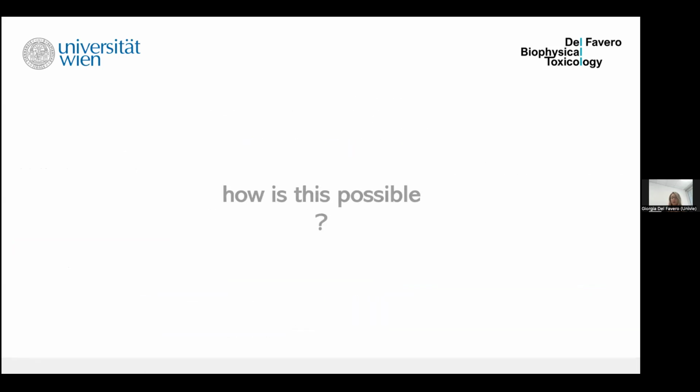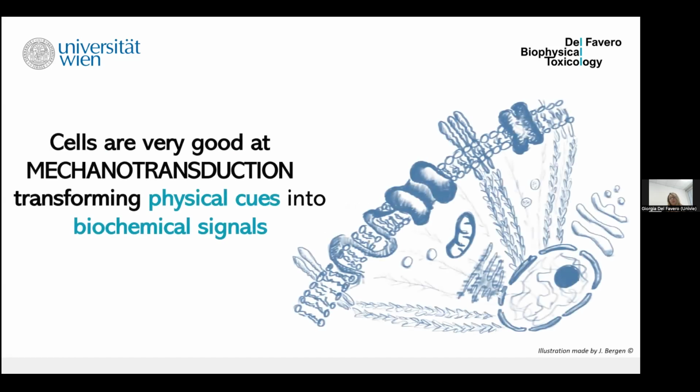So how is this possible? How can cells manage to cope with all these different physical cues in the framework of carcinogenesis? Well, this is because cells are very good at doing something called mechanotransduction, which means transforming physical cues into biochemical signals. Now, with the help of this beautiful illustration that was done by my PhD student, Dennis, I would like to show you and introduce to you some of the main players that are involved in mechanotransduction.